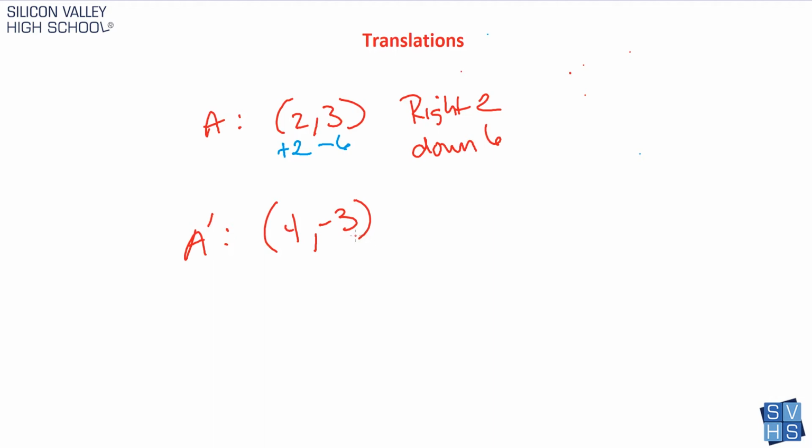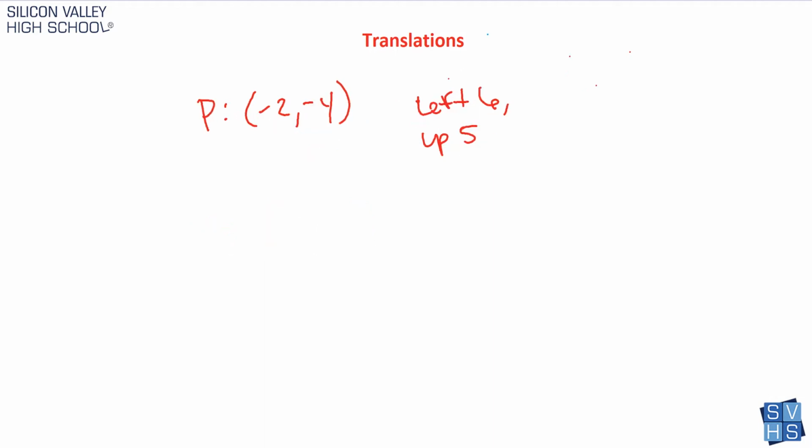So let's do a couple more. Here's another point, point P, right? And our job is to find P prime after we've made this translation, right? And they said, okay, we want to go left 6 and up 5.